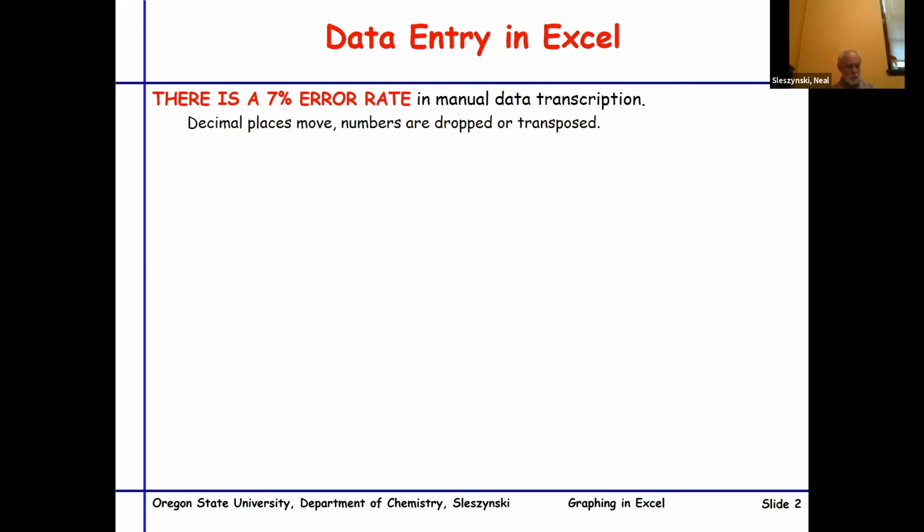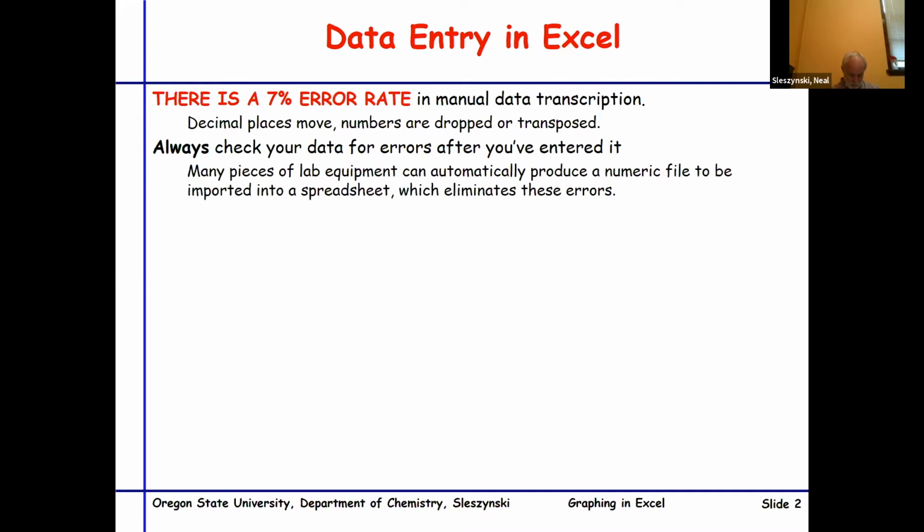Everybody makes those errors. Decimal places move, numbers are dropped or transposed as you're writing things down. It is important to make sure that after you've typed data into a spreadsheet that you check and double check that data against your laboratory notebook. So always check your data for errors after you've entered it. At least half the time when students contact me about mistakes either in homework or laboratory experiments, it's because there's errors in the way the data has been transcribed.